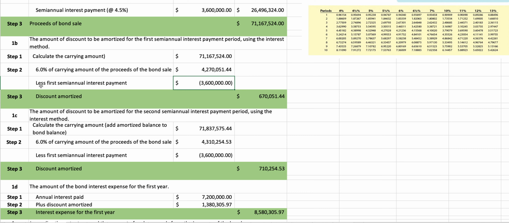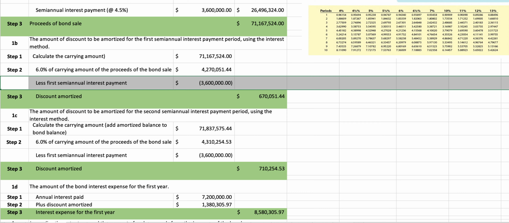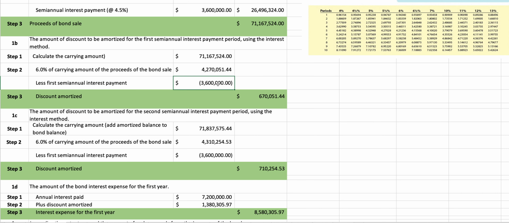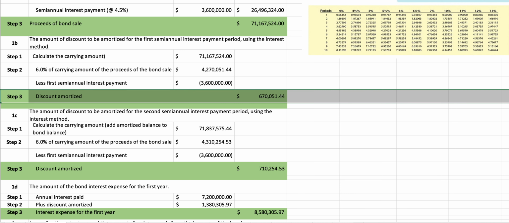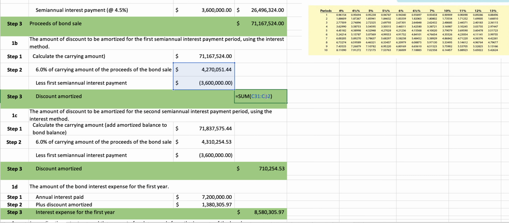Then we also want to subtract out the first semi-annual interest payment. And we calculated that above, right? So now the discount that we're going to amortize is just the difference between the two, which is $670,000.